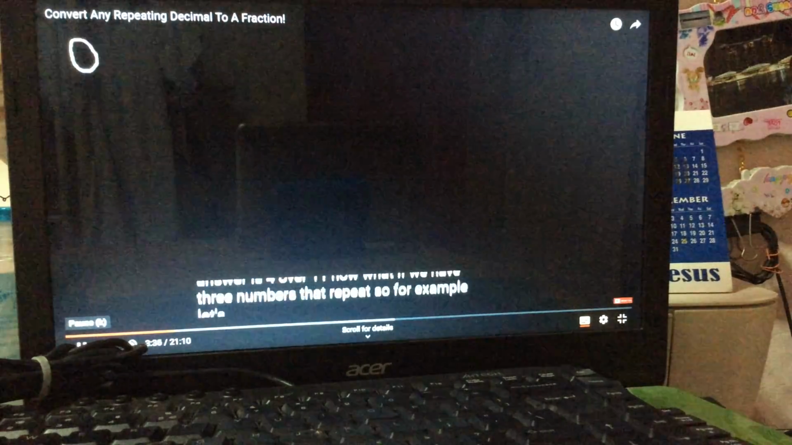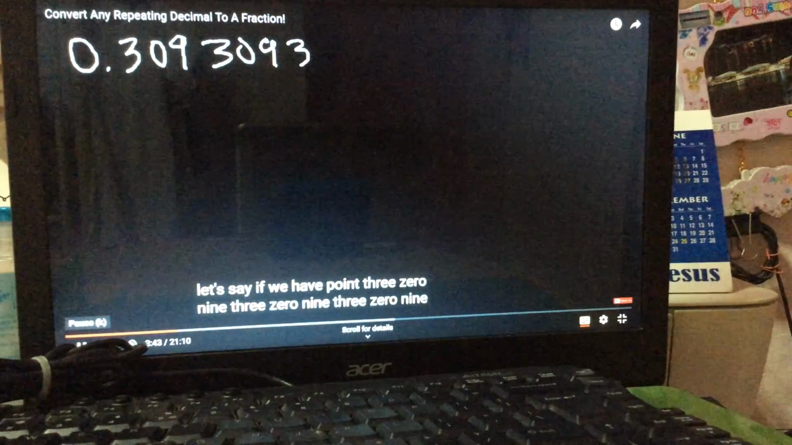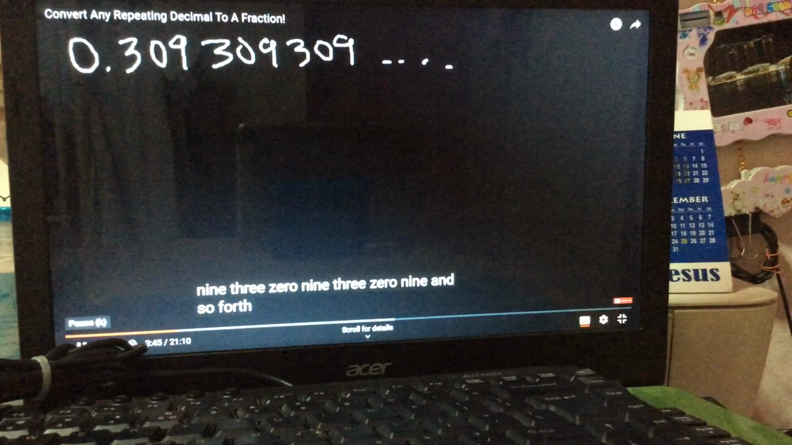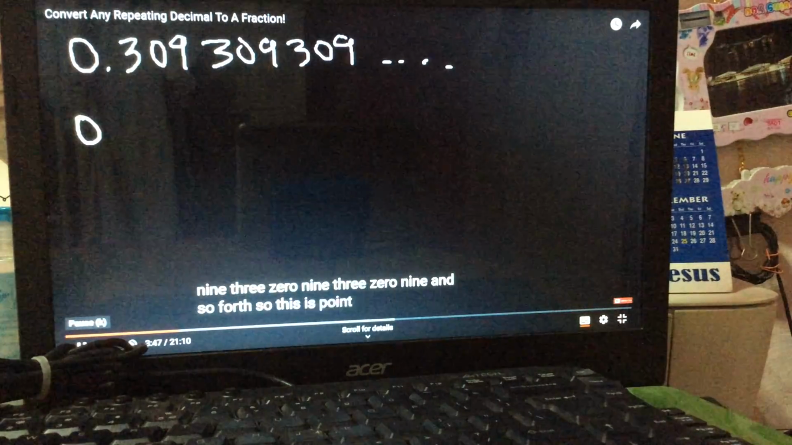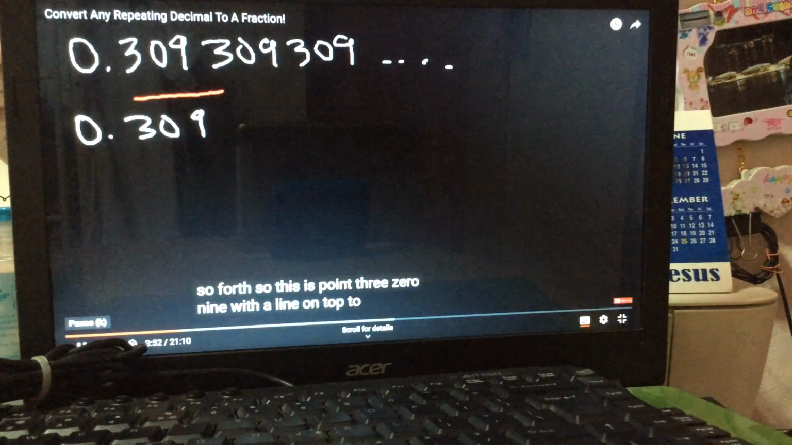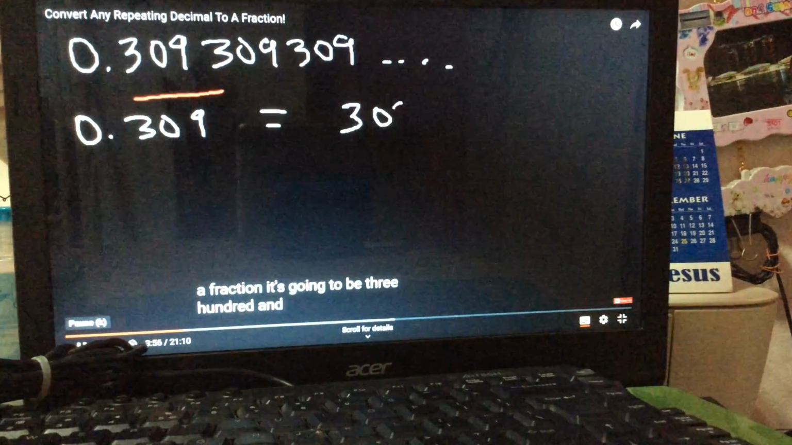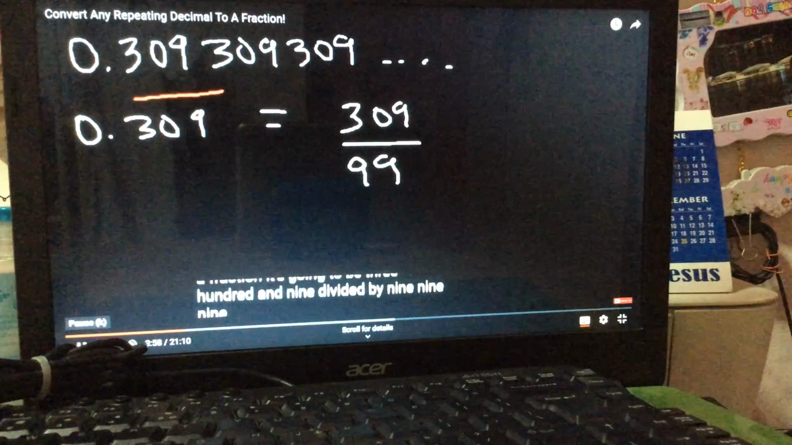Now what if we have three numbers that repeat? So for example, let's say we have 0.309, 309, 309, and so forth. So this is 0.309 with a line on top. To convert it to a fraction, it's going to be 309 divided by 999.